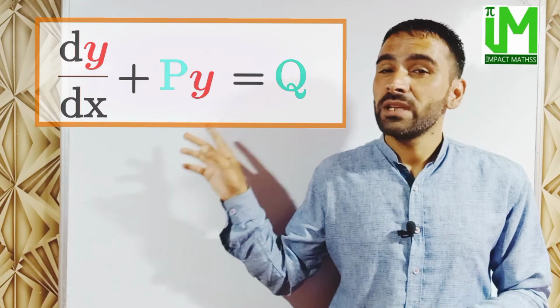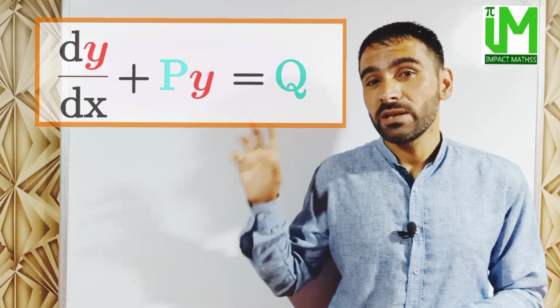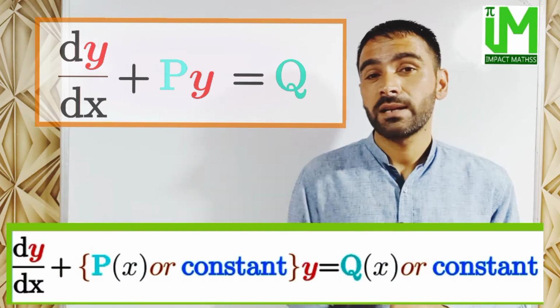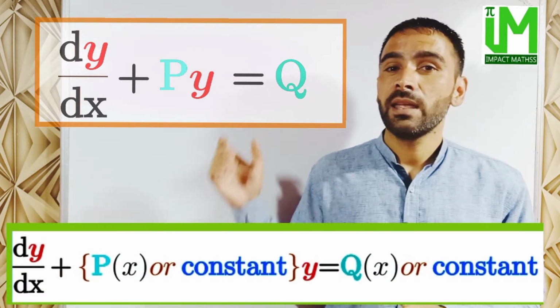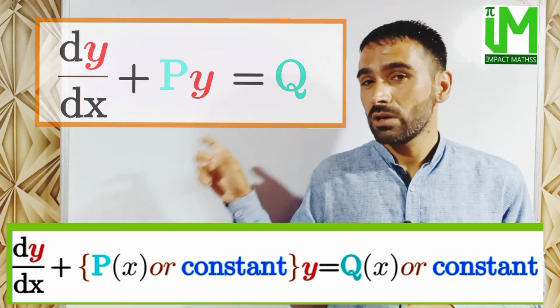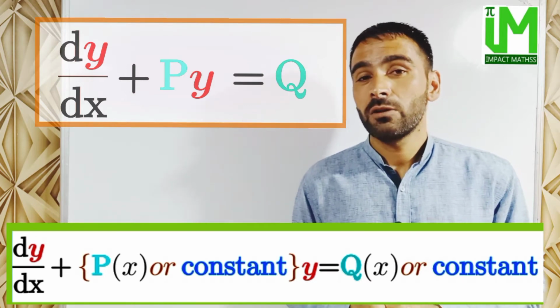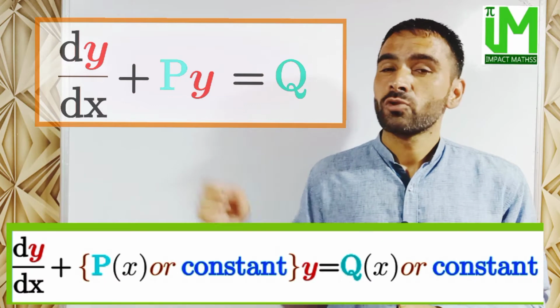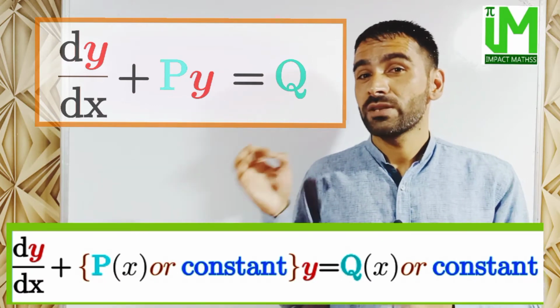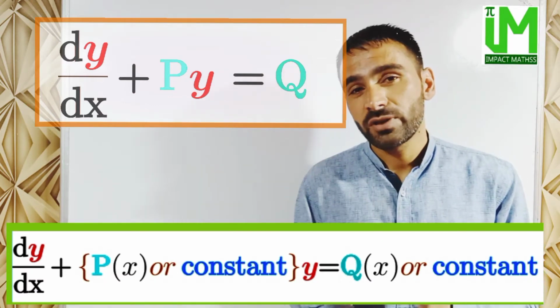So note that p is a function of x only, and cannot contain any term of y, and again q is a function of x only and cannot contain any term of y. So p and q, they may be functions of x alone or they may be constants as well.